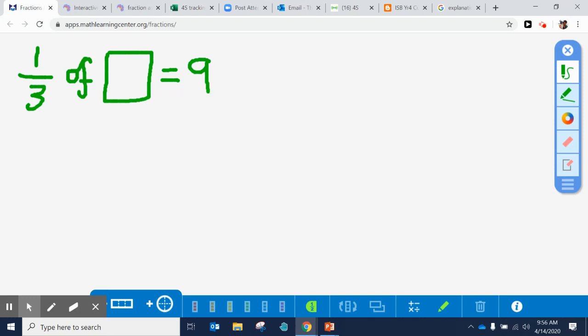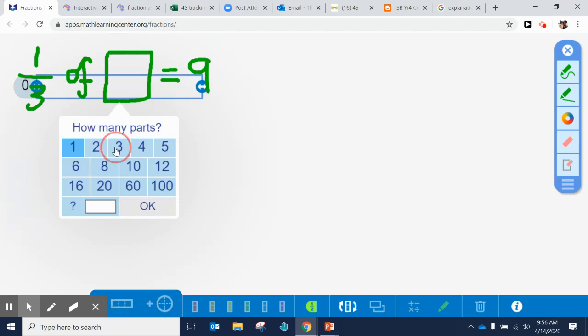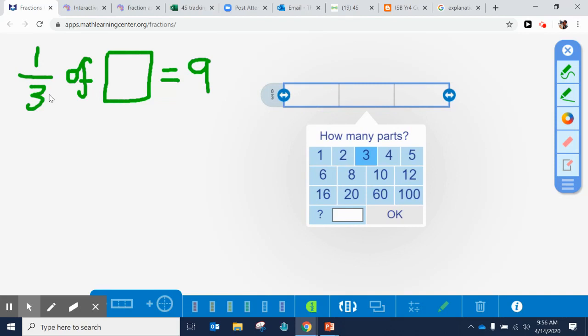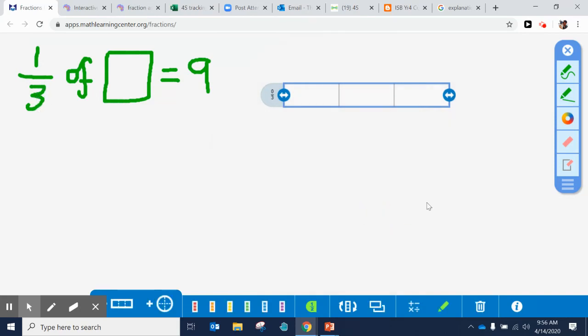So for this problem, we've got 1/3 of something equals 9. Now, that can be quite confusing to picture and to solve. But as I always say, drawing it will definitely help. So let's draw what this would look like. So 1/3 of something equals 9. So I know that I need a bar model that is split into thirds. And 1/3 of that is 9.